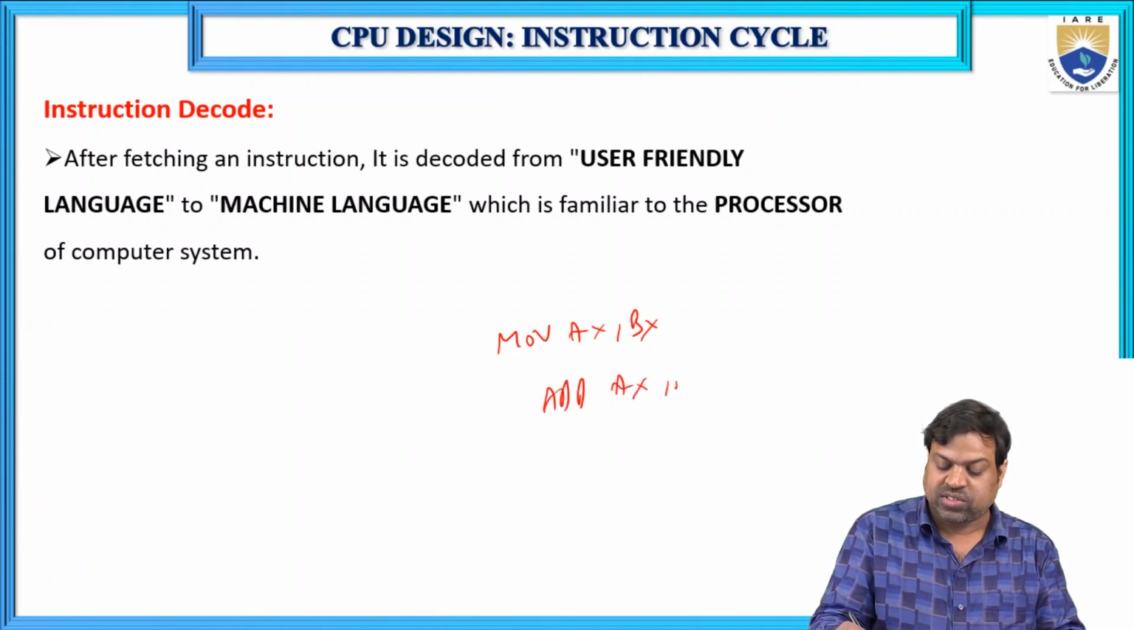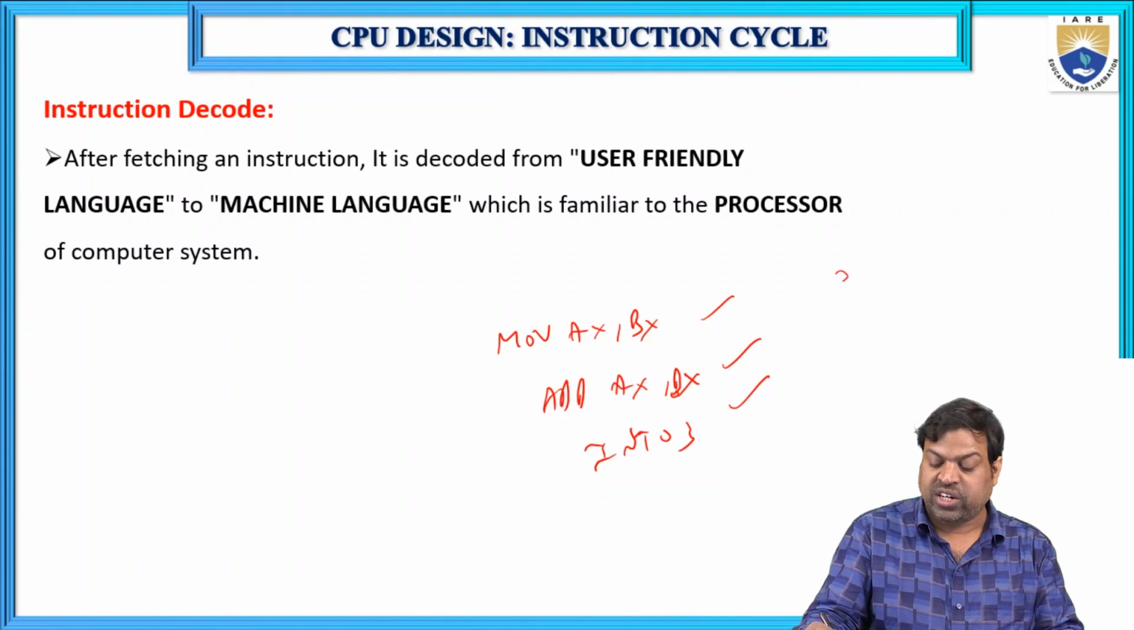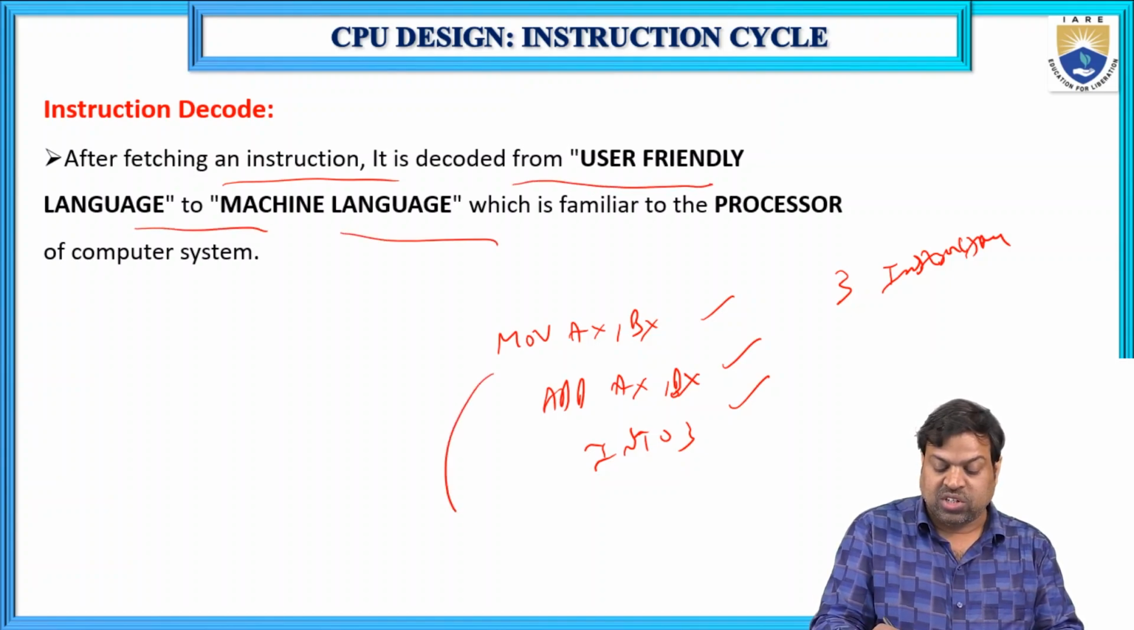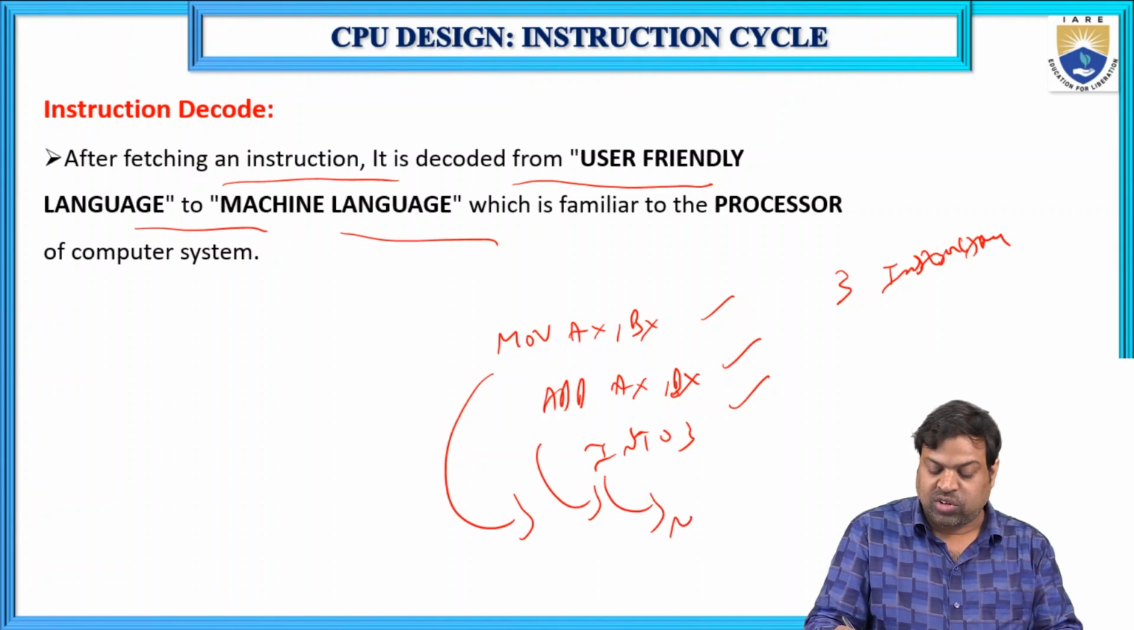add AX, BX into 03. Is it an instruction? Yes, everything is an instruction. There are 3 instructions in a program or in an opcode. So after fetching an instruction, we decode it into the user-friendly language or machine language. Every instruction we have to convert to machine language.